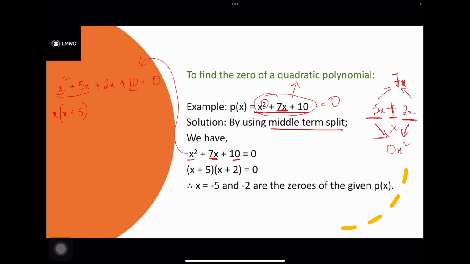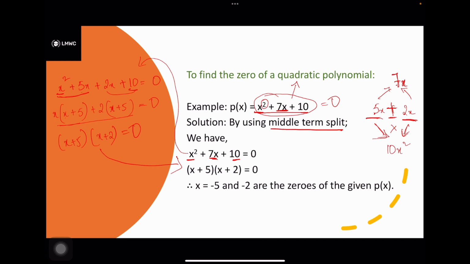Now, the moment you have taken the common factor from the first two terms, the next two terms are quite easy for you. You just need to take this x plus 5, the one which is in the bracket, the same over here. Now, x times what gives 2x? x times plus 2. So plus 2 times x is 2x, plus 2 times plus 5 is 10. Again, you take out the common factor: the one which is in the bracket, and the one which is not in the bracket, you put it in this way. And thus we have x plus 5 times x plus 2 equals 0.